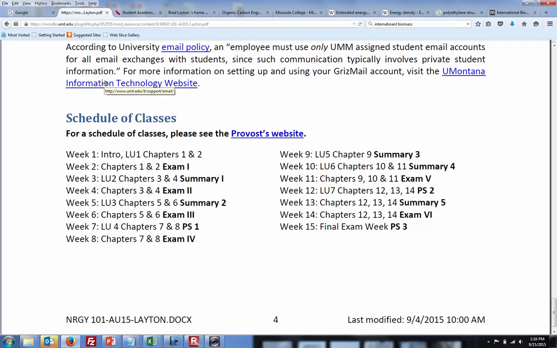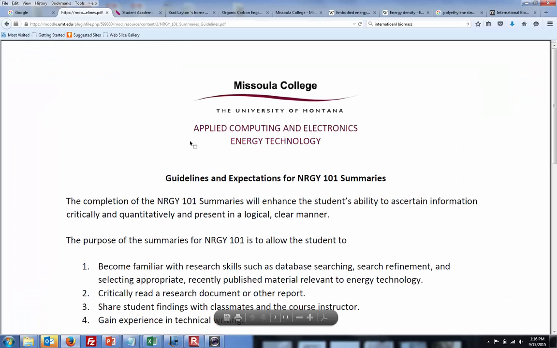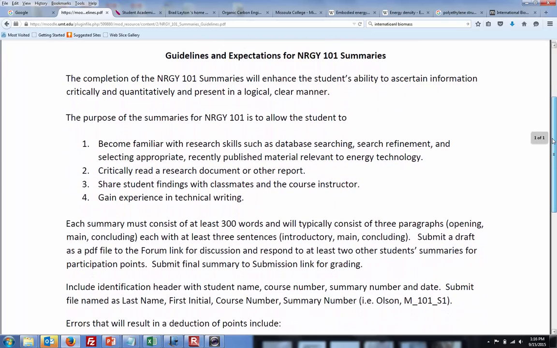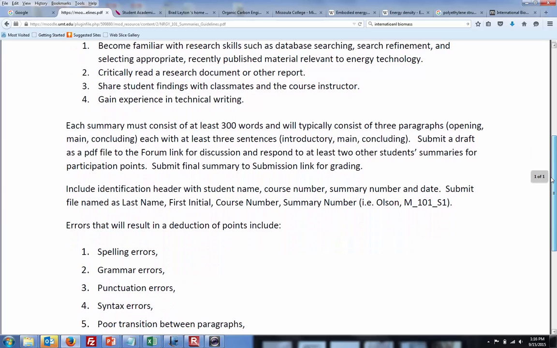Most important thing is in week one, or actually I don't think it's even in week one, at the very top of the Moodle shell, there's a section there that has all these different kinds of information. One of those pieces of information is how to do your guidelines for your summaries. And the mistake I see people making, if Brad scrolls up a little bit, and I posted that up there today, right there, that last paragraph before it gets to the errors, include identification header, the student name, course number, summary number, and date.